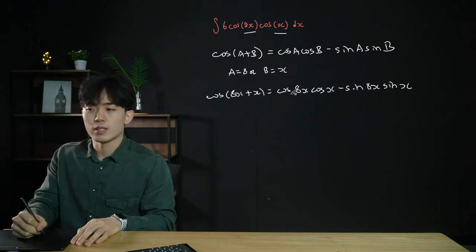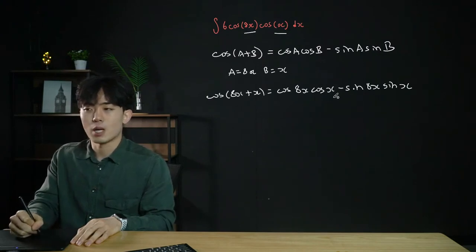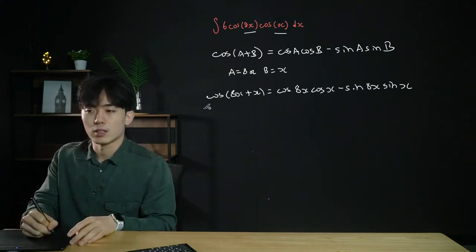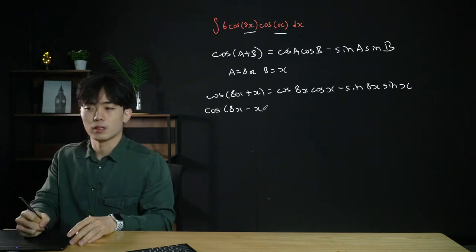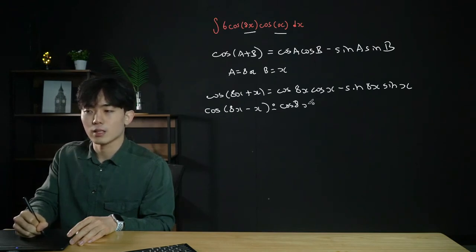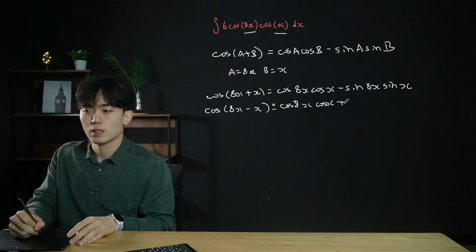As you can see, we got this term here, the cos 8x cos x, but we have another term which we do not want. So a way of getting rid of it is using cos(8x - x). The reason is if we expand it, we get cos 8x cos x, but this is negative, so it would now turn to positive sin 8x sin x.